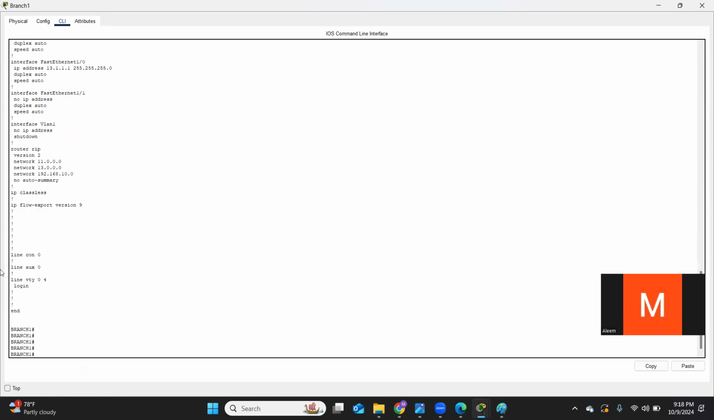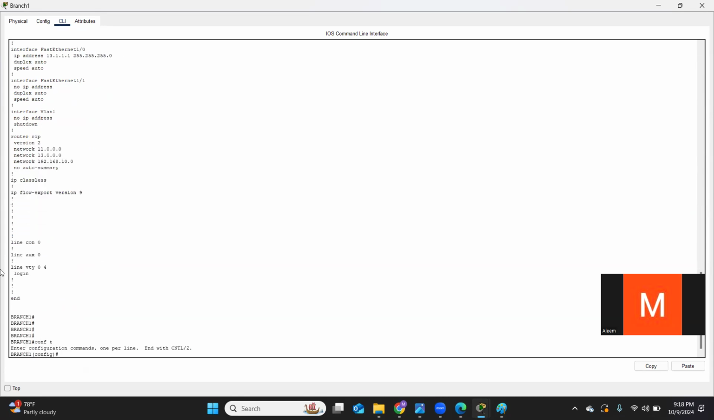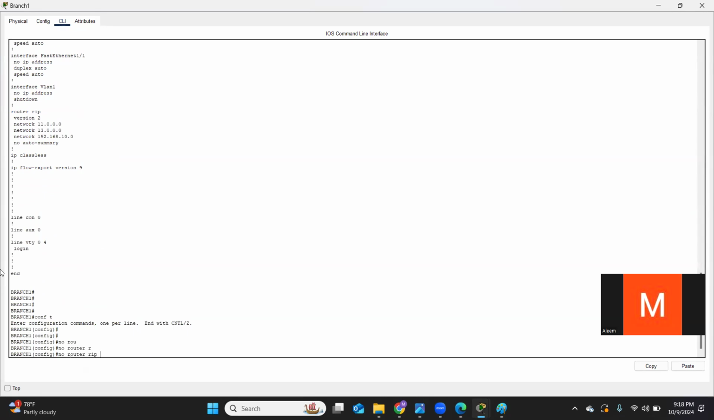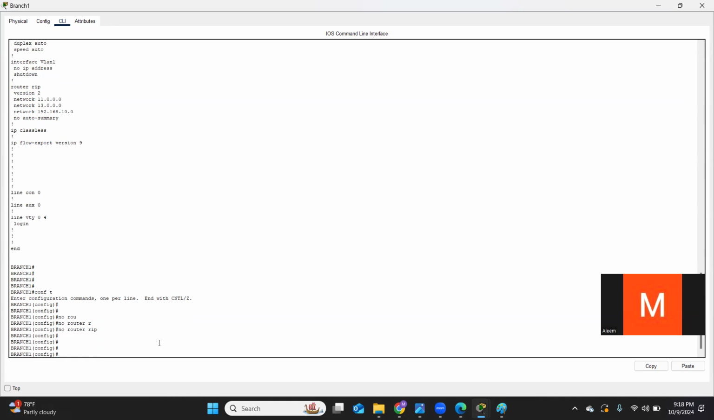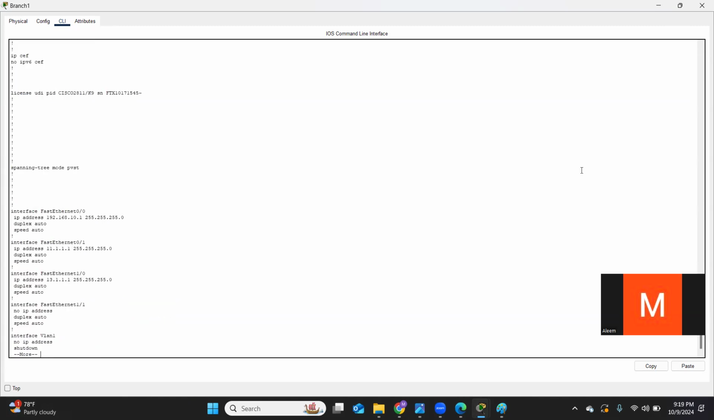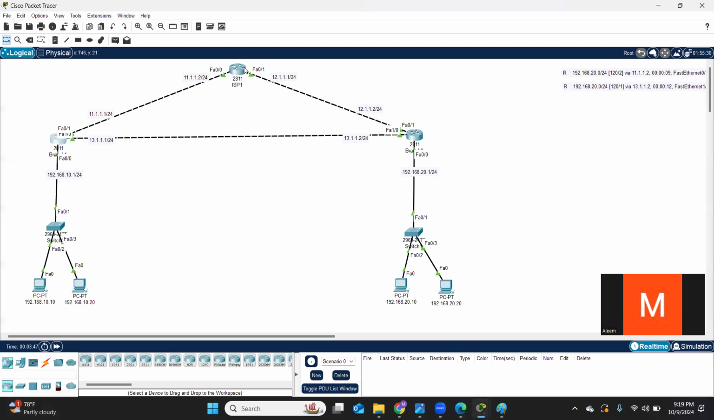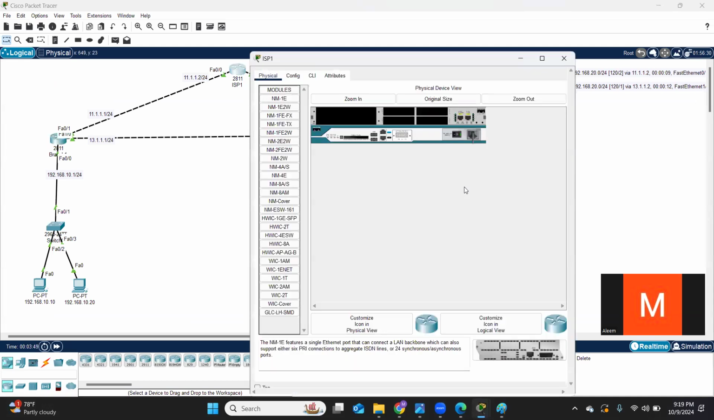For that, just use config mode: no router rip. Yesterday we configured router RIP, so instead of that, just use the no command. Again, do so. The RIP configuration is removed. You can verify the RIP configuration is not there. Only the interface level configuration is there, and we'll configure the same thing on every interface.